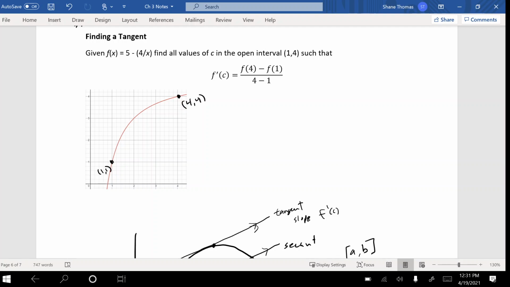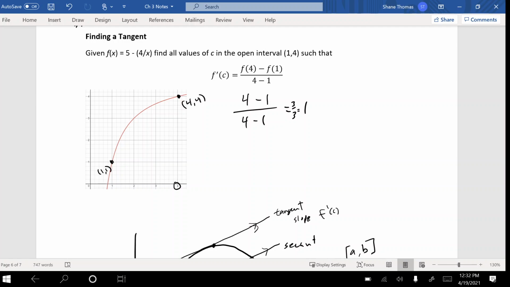Now, at my point of 4, when x is equal to 4, what's the value of y? What's the value of the function? 4. What's the value at x equals 1? 1. On the bottom, I'm going to have 4 minus 1, so I'm going to end up with 3 over 3, which is 1, right? So I want to find the point now where my tangent line would be equal to this.